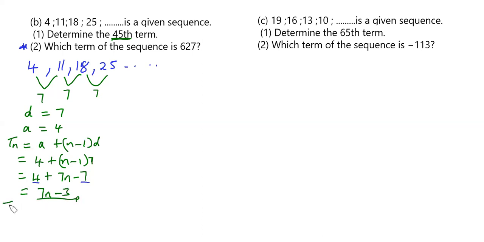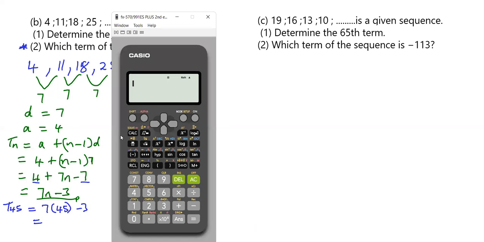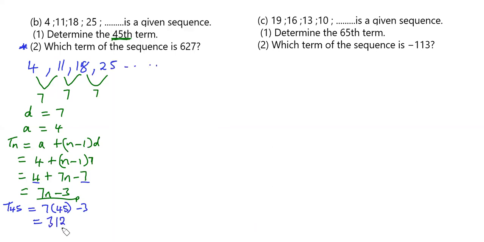What about T45? T45 is going to be equal to 7 in the bracket 45, minus 3. What do we get? Let's see our calculator here. 7 times 45 minus 3, we get 312. So our answer is 312. Simple like that. Okay, now let's see how we attempt this.